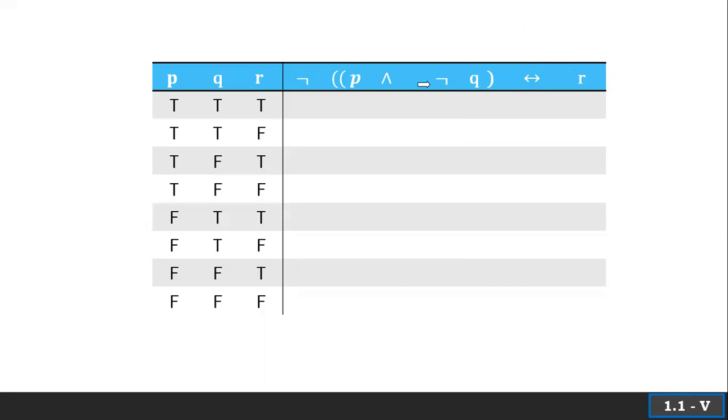So the first one I'm going to do again is this negation symbol. Then I'm going to move on. I'm going to tackle the and. Then I'm going to tackle the biconditional.